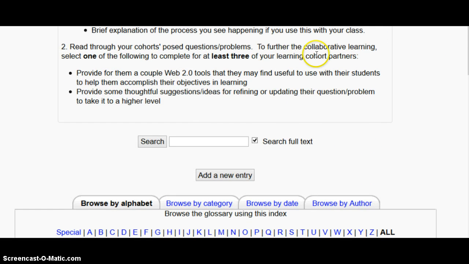When you're done, then you're expected to read through your cohort's posed questions, and to further collaborate, select one of the following to complete for at least 3 of your cohorts. So this will not be marked complete until you do 3. Now, just a quick note, you will notice that it's a lot more collaborative in this particular module. That's going to mean there may be some lag time between when you post and going back and responding.